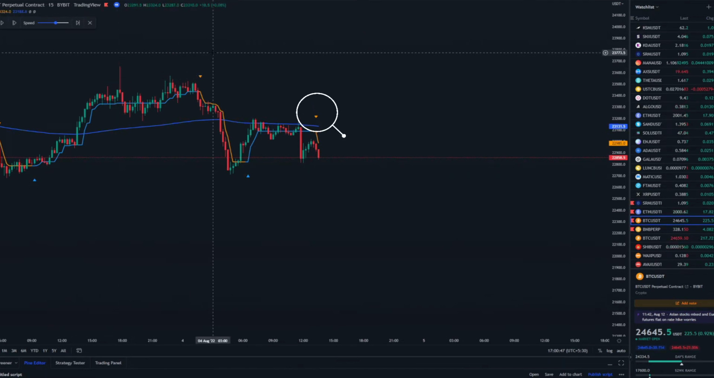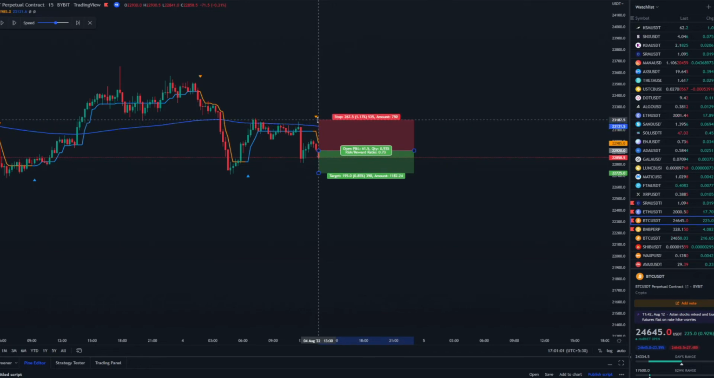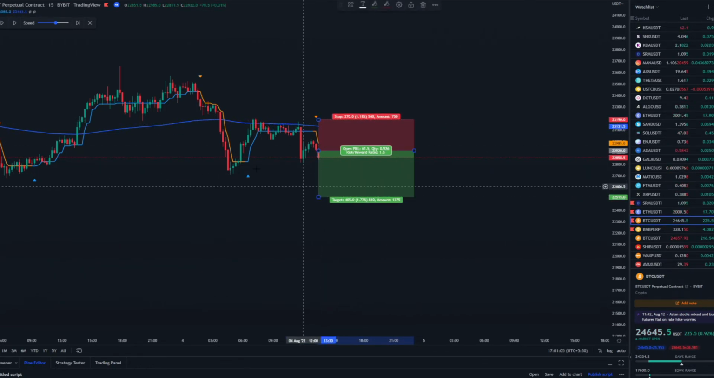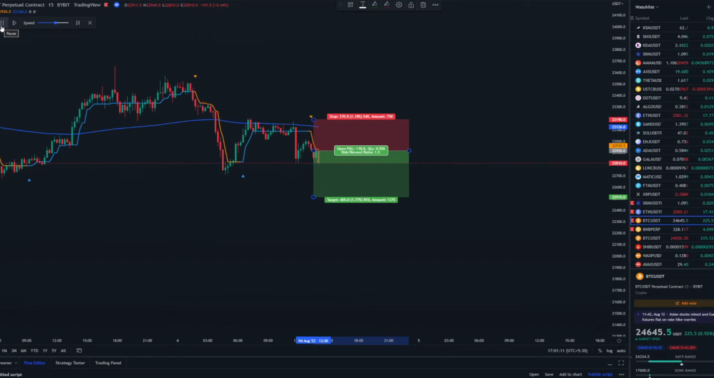When you see an orange arrow or sell signal above the candle, you can place a sell order and place your stop loss order on the last swing high of the market. Then place a take profit order 1.5 times greater than your stop loss. Now let's see how this trade goes.